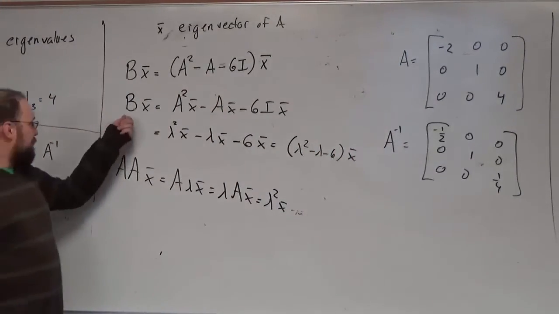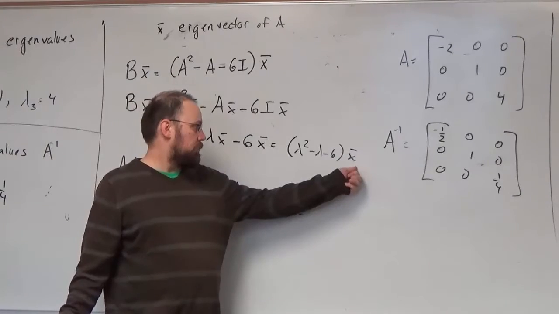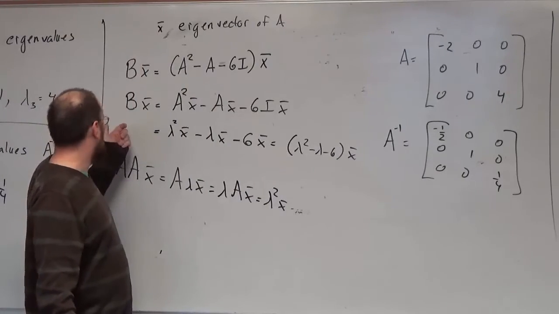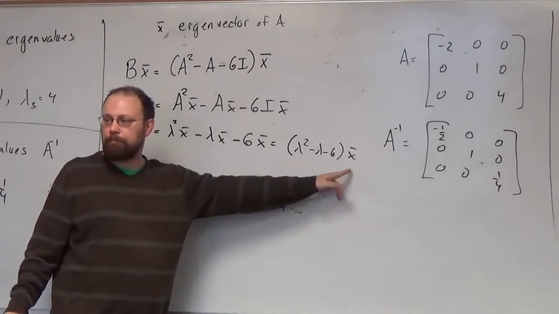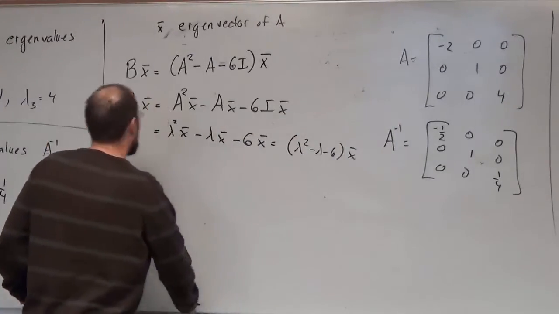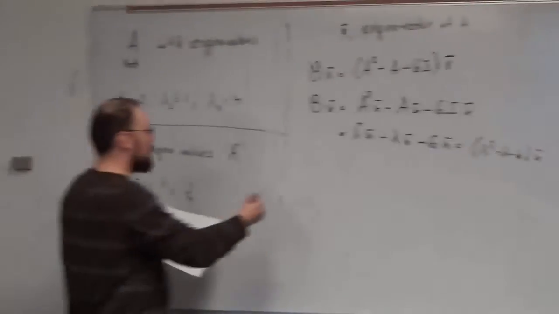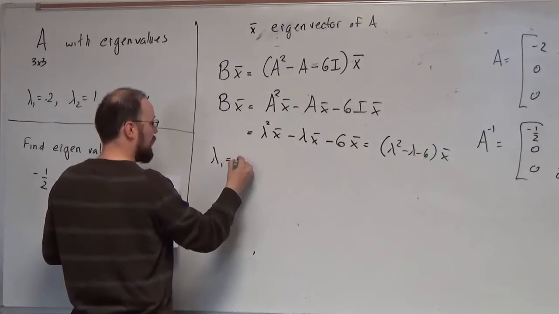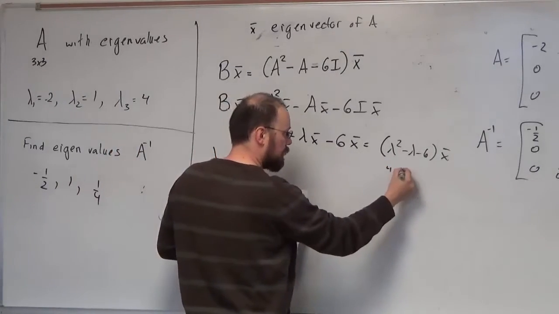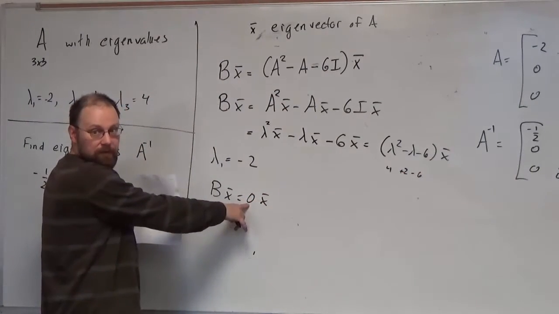So now check it out, right? We have B times x equals a multiple of x. So if x is an eigenvector of A, it looks like x is also an eigenvector of B. And what would the eigenvalues be? Well, what were the eigenvalues of A? Remember, lambda is an eigenvalue of A, right? So in the case where lambda is -2, you would have B times x equals 4 plus 2 minus 6, so 0 times x. So 0 is an eigenvalue of B.